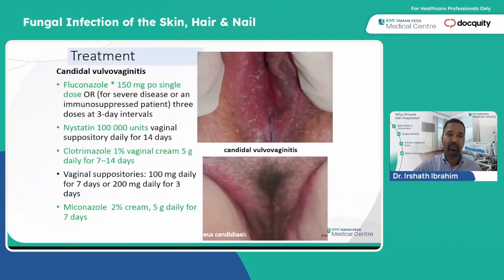Same goes for Candida vulvovaginitis. I've just included 2 pictures here. This is cutaneous candidiasis. This is Candida vulvovaginitis. So the dose would be either fluconazole 150 mg single dose, or in severe disease, you can give 3 doses at 3-day intervals. Nystatin 100,000 units vaginal suppository daily for 14 days. Clotrimazole, this is from a dermatology reference, 1% vaginal cream daily, but BD application is acceptable for 1 to 2 weeks. Vaginal suppositories 100 mg daily for 7 days, or 200 mg daily for 3 days. Miconazole is the same as clotrimazole. You can give BD instead of daily.